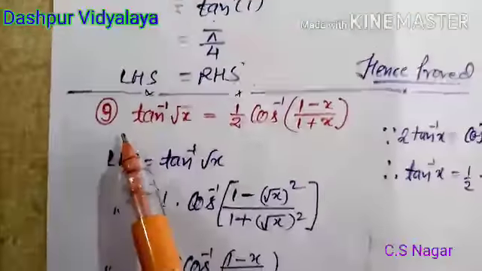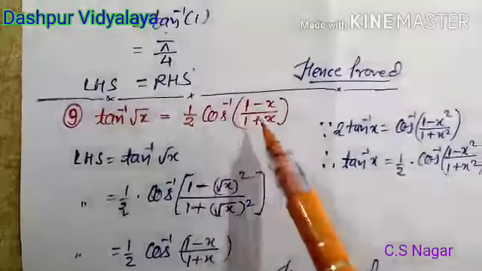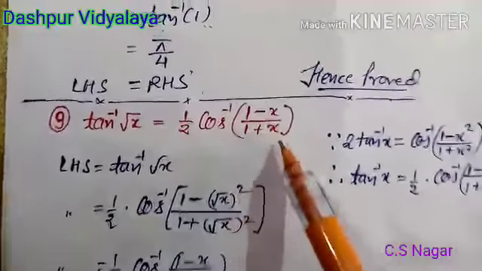Now next, question number 9. Tan inverse under root x is equal to 1 by 2 cos inverse of 1 minus x upon 1 plus x.